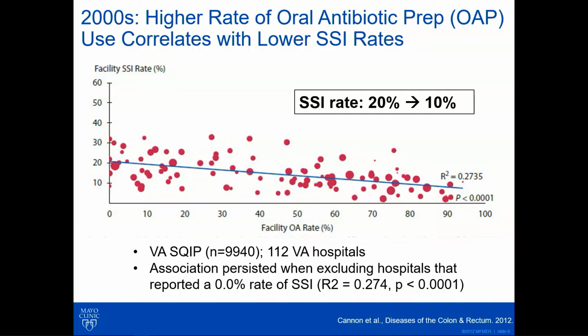So what about today? So the data's mounting. This is not a data-free talk. The data is mounting that suggests that the higher the utilization of an oral antibiotic prep in an institution, this is a large study of 112 VA hospitals, you can see that the higher the rate of oral antibiotic use prior to elective colon surgery correlated with a lower rate of surgical site infections, so basically half the rate. So the data is out there that suggests that oral antibiotics before bowel resection does decrease the risk of surgical site infections.